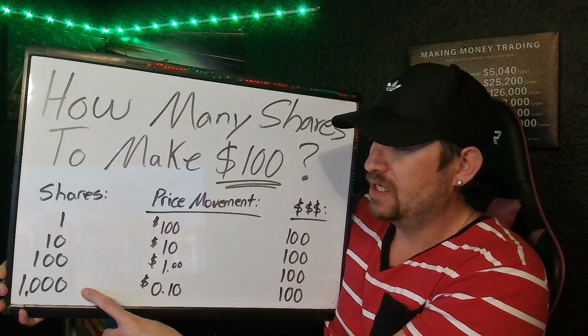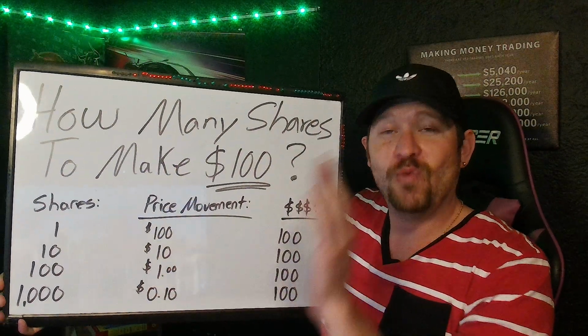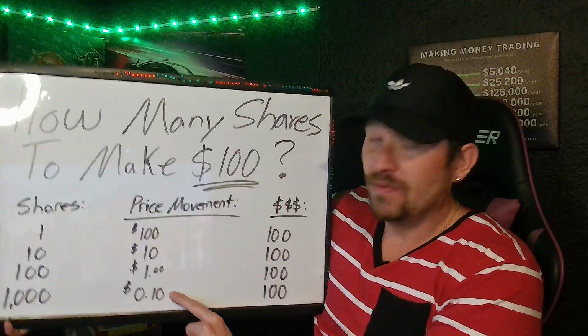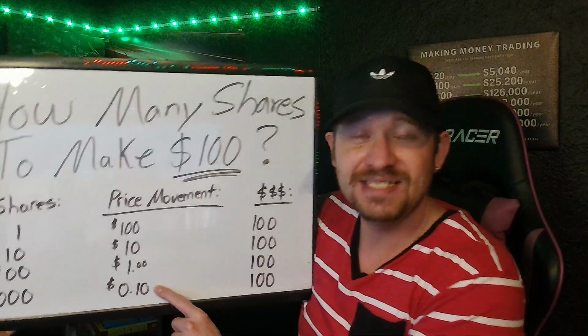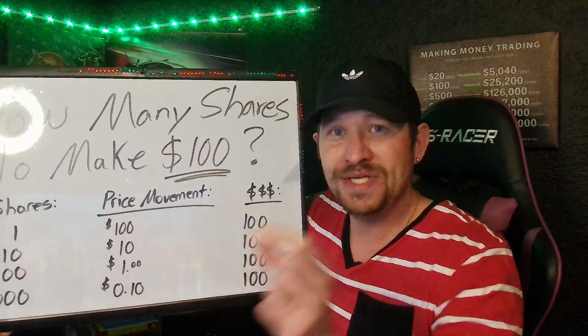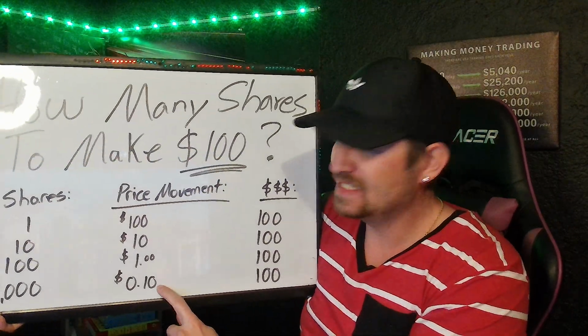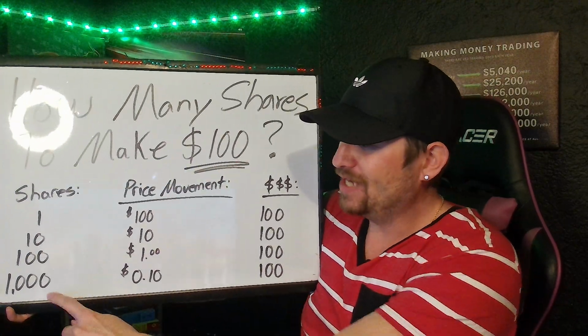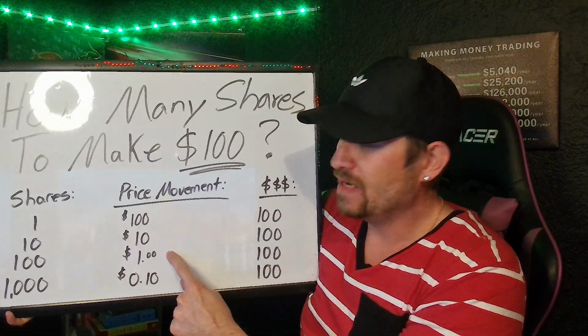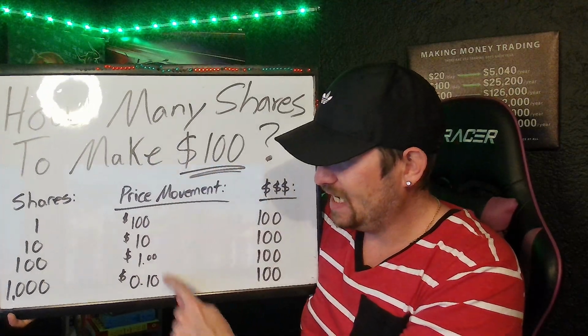1,000 shares. Now, imagine this. You have 1,000 shares, and the price movement only moves 10 cents. 10 cents. That's it. Just one dime of movement. 10 cents of movement would give you $100. Now imagine having 1,000 shares and it moves $1 and not 10 cents.